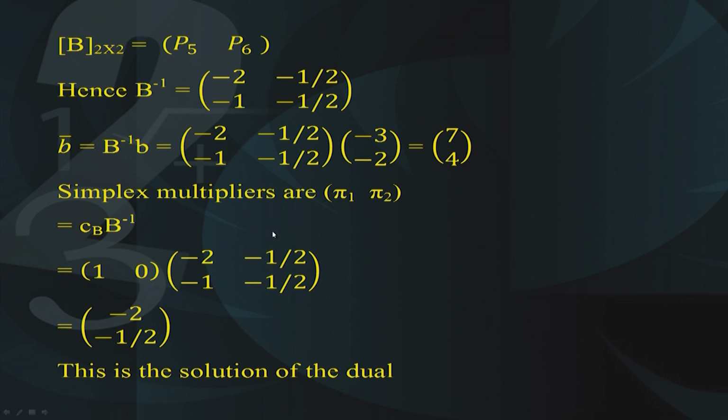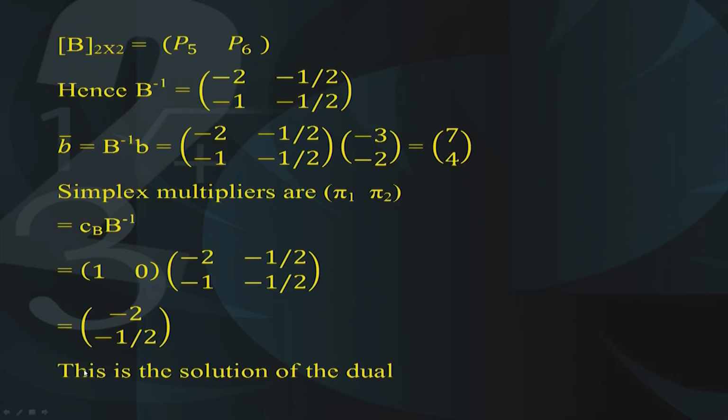Then the simplex multipliers pi, that is pi 1 and pi 2, are equal to C B times B inverse, which is 1 0 multiplied by minus 2 minus 1 minus 1 by 2 minus 1 by 2, and that is nothing but minus 2 and minus 1 by 2. This is the solution of the dual, because as you know, when we find the simplex multipliers from the primal final table, we can read the value of the solution of the dual. So, the simplex multipliers are the solution of the dual. So, this solution minus 2 and minus 1 by 2 is actually the solution of the dual.